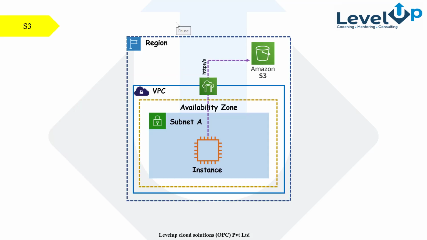Now let us see a small architecture here. The instance that you're looking at here, you can call it a virtual machine or an EC2 instance, where there's an application hosted on this EC2 instance. Now if data has to be stored on S3, it is possible with the help of a VPC endpoint here. Whatever data is coming to the EC2 instance is stored on the S3 bucket.